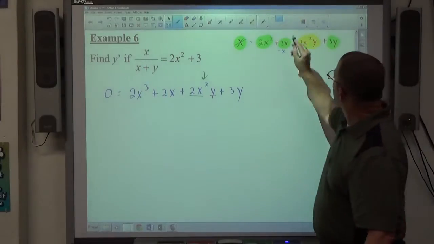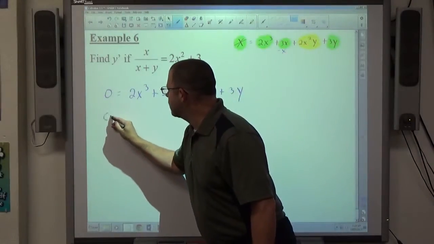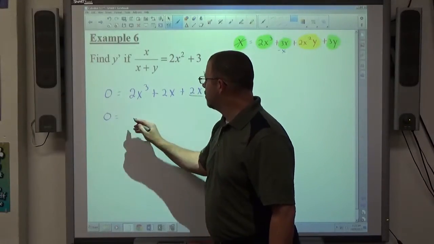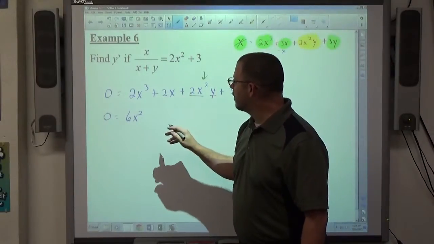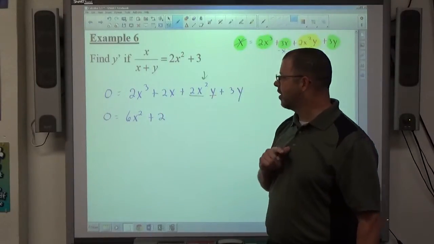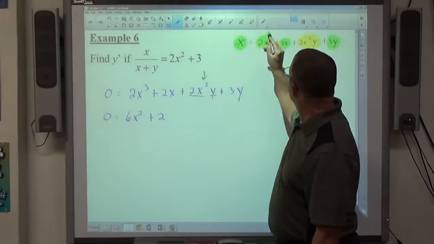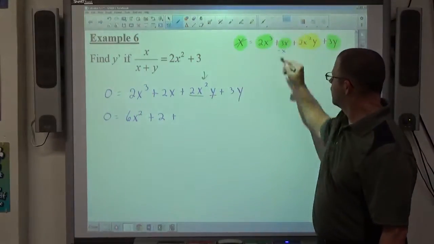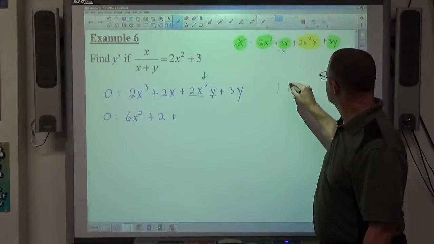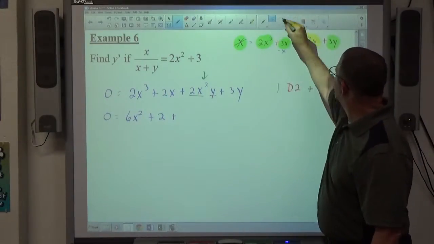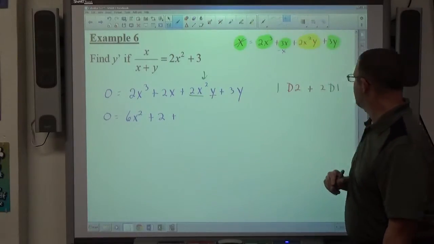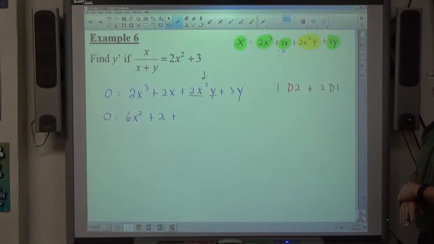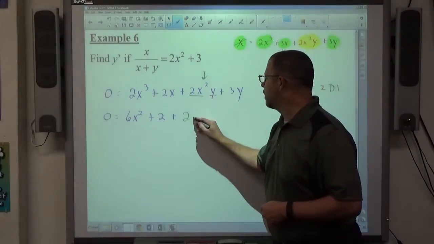So the derivative of 0 is 0. The derivative of 2x cubed is 6x squared. Nothing extra necessary because it's x. Derivative of 2x is 2. Also nothing extra necessary because it's a function of x. Plus, now I'm going to do the product rule. And again, product rule is 1d2 plus 2d1. Again, function 1 I've got in green, function 2 I've got in red. When I differentiate, that's when I have to worry about the dy dx, the decision whether or not I've got to put that on. So when I write down function 1, 2x squared, I just write it down.